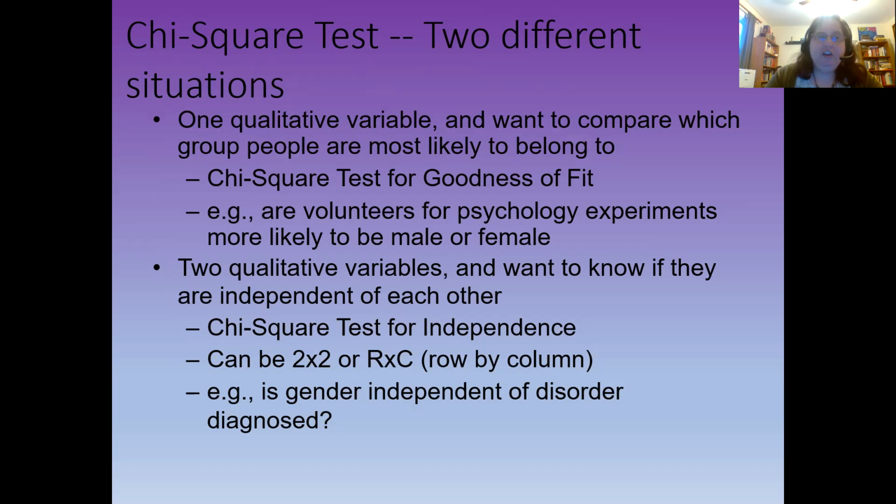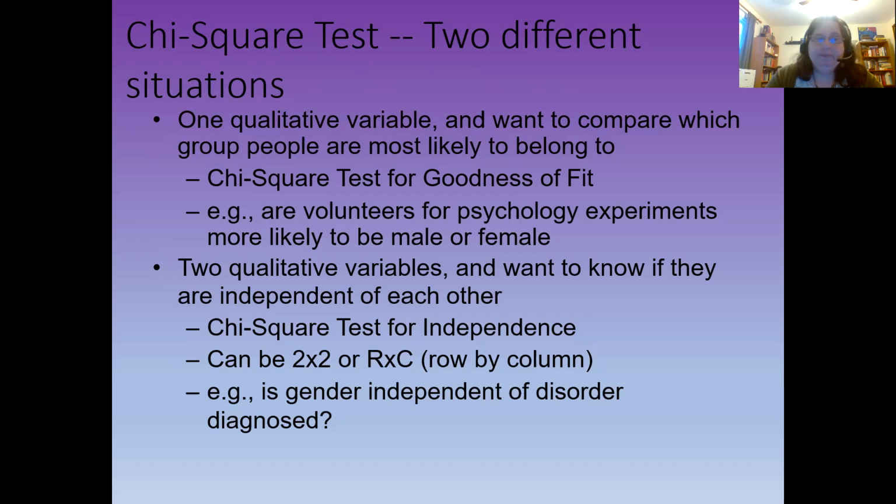So again, let's take our gender. Is gender independent of disorder diagnosed? That's a fun one. Now we'll start off with just two genders, male and female, independent of disorder diagnosed. And we could contrast histrionic personality disorder and antisocial personality disorder. And we know that antisocial is diagnosed more in males than females, and we know that histrionic tends to be more diagnosed in females than males. So that would be kind of an interesting little analysis to look at.